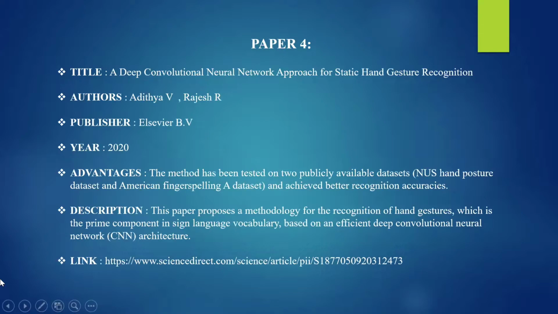The title of the next paper is A Deep Convolutional Neural Network Approach for Static Hand Gesture Recognition. The authors of this paper are Aditya V and Rajesh R. The publisher is Elsevier BV and it was published in the year 2020. The advantage of this paper is that the method has been tested on two publicly available datasets, the NUS hand posture dataset and the American finger spelling A dataset, and achieved better recognition accuracies.